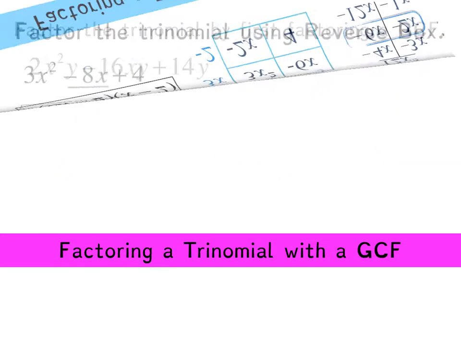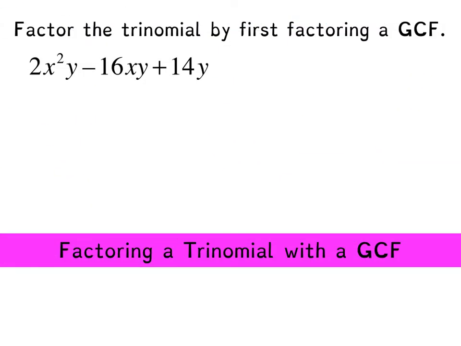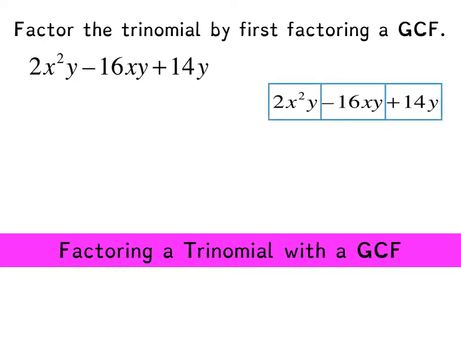Now let's factor a trinomial. But because there is a greatest common factor, we're going to factor that out first. I can see that all of the coefficients are even, and there's a y common to all three terms. So I'll factor out a 2y. And now I'll just think, 2y times what is 2x squared y. And now I've factored the first trinomial by taking out the 2y.